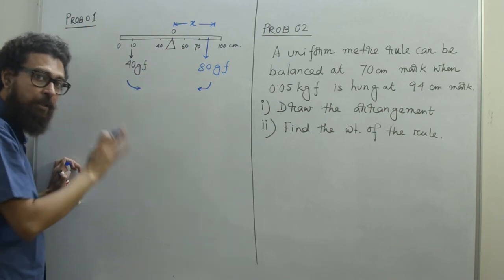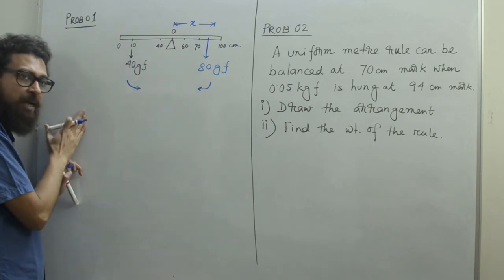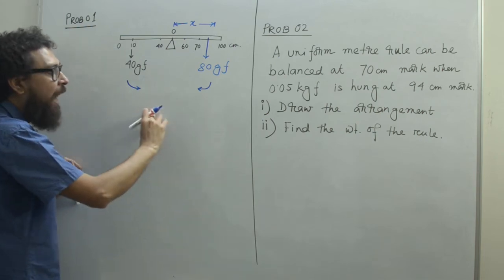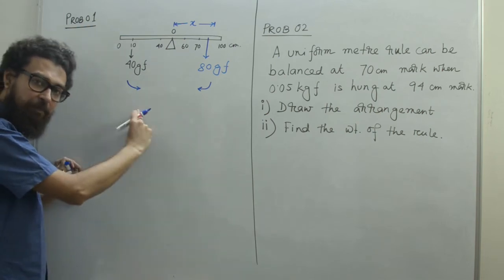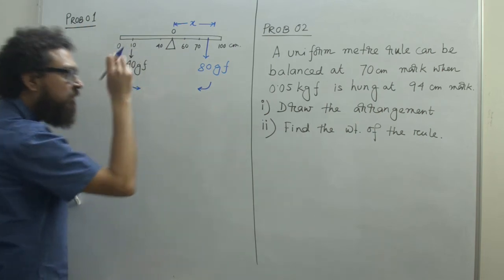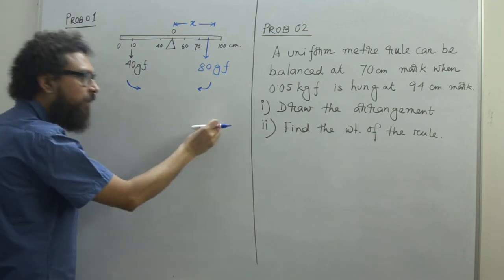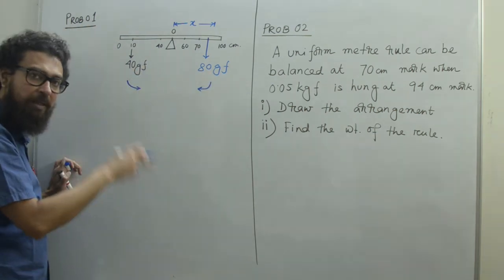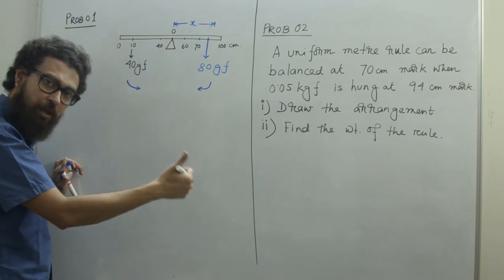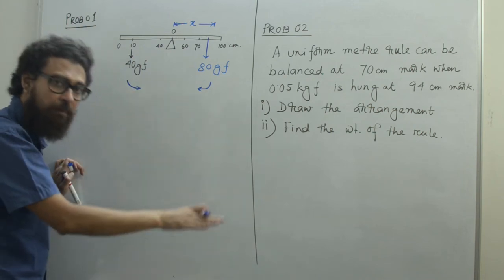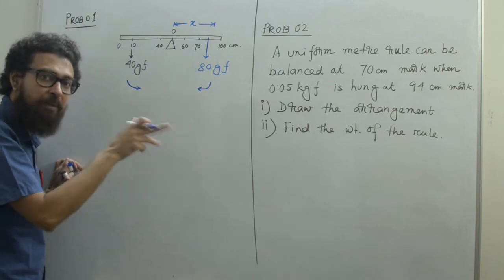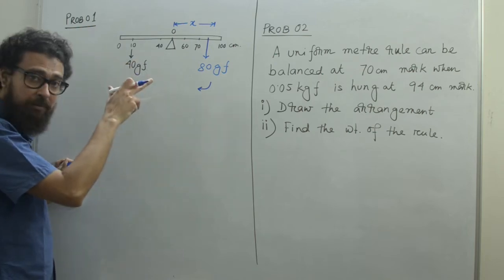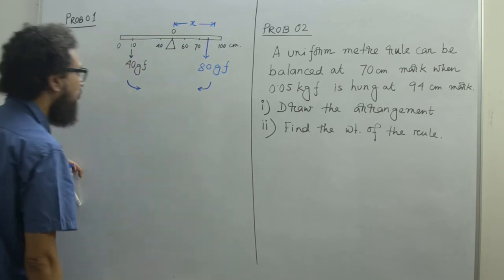Don't worry. You just write on the left hand side all the anticlockwise moments and add them up. And on the right hand side, you write all the clockwise moments and add them up. They are equal according to the principle of moments, and then only we can solve this problem. Sure? This is the way. Principle of moments. Sure? Good. Now let us proceed.